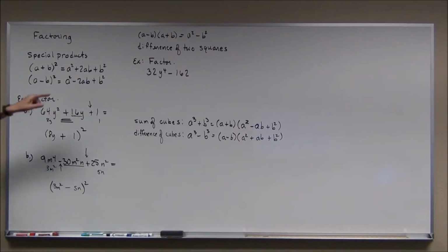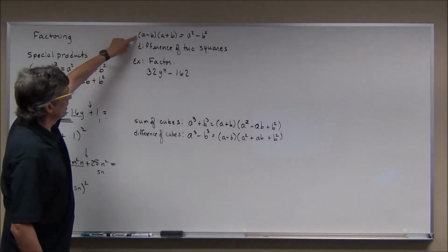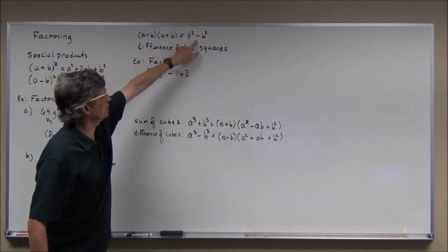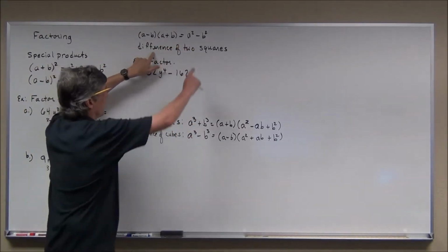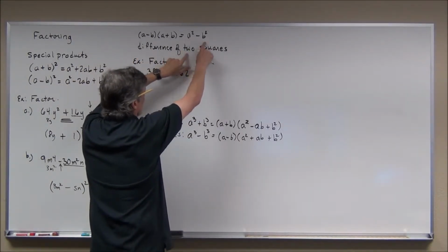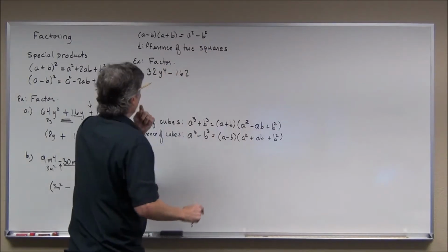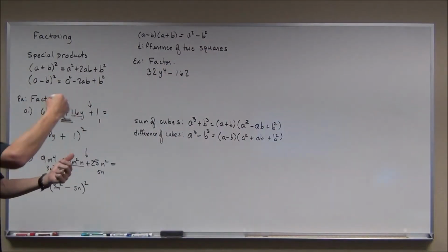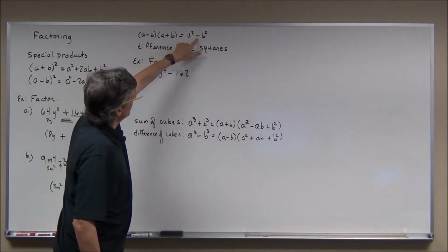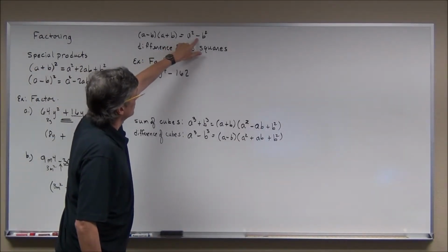Another special product that we had before was the conjugates. When we multiplied the conjugates, the O and the I dropped out, and we got this expression, which is a difference of two squares. That's a perfect square, A times A, and that's a perfect square, B times B. So if we use that in reverse, we'll see if we can factor binomials that look like this.